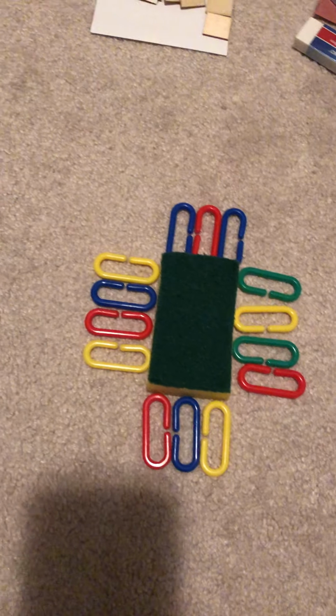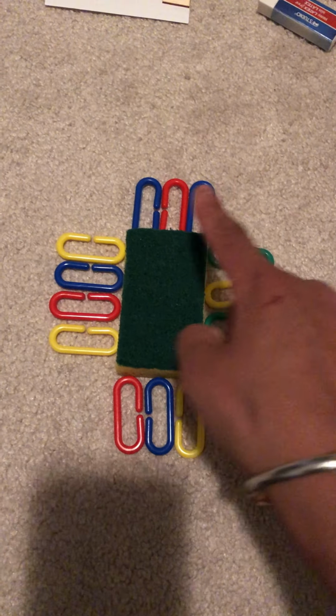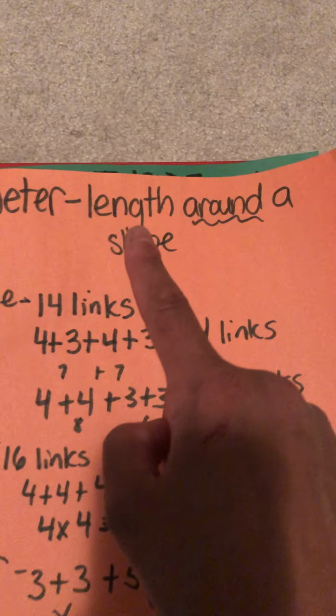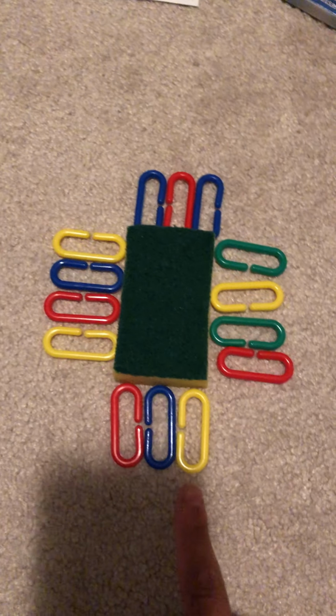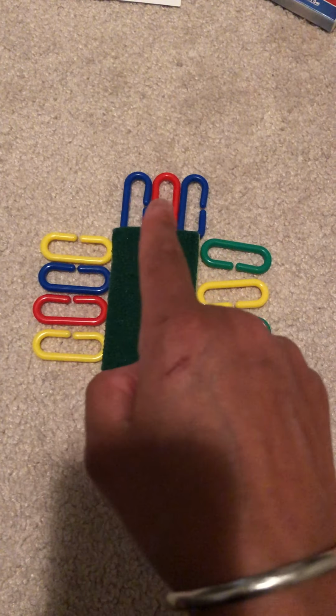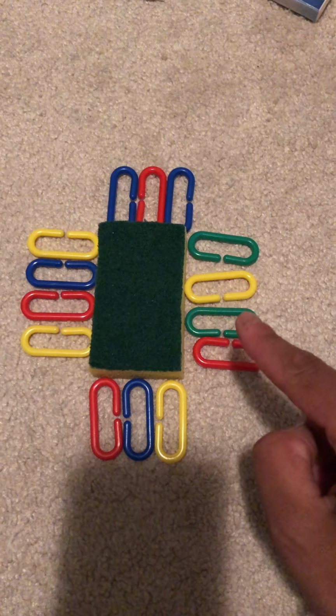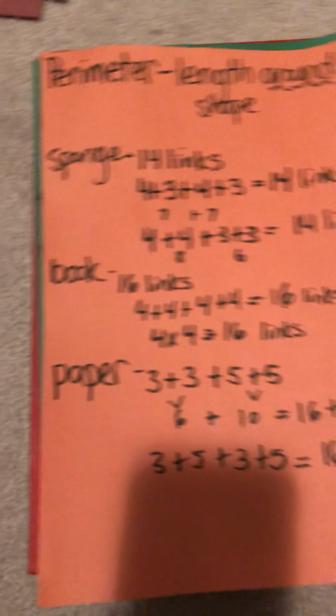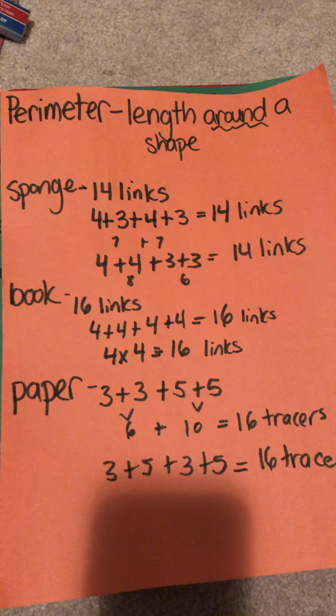Here's my sponge. I arranged my links around the shape, just like the definition, length around a shape. So if we count 1, 2, 3, 4, 5, 6, 7, 8, 9, 10, 11, 12, 13, 14, it's 14 links around, just like we recorded as our data.